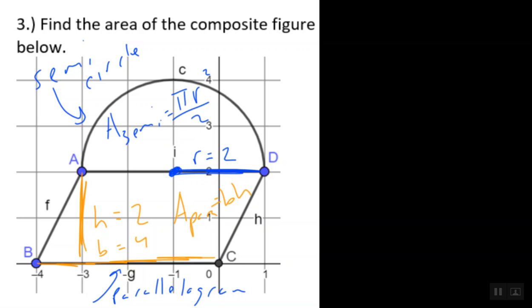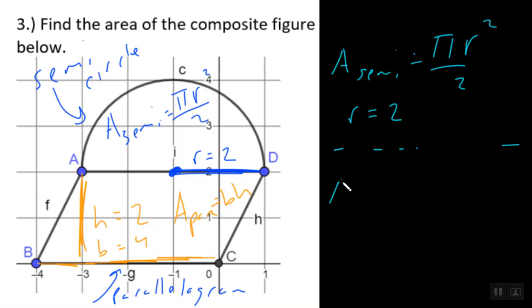Let me write this really nice and neat over here to the right. We have the area of our semicircle is equal to pi r squared over 2, where r is going to be equal to 2. And we have the area of our parallelogram is equal to the base times the height, where our base is 4 and our height is 2. You should be able to do this on your own, and let's go ahead and move on to the next problem.